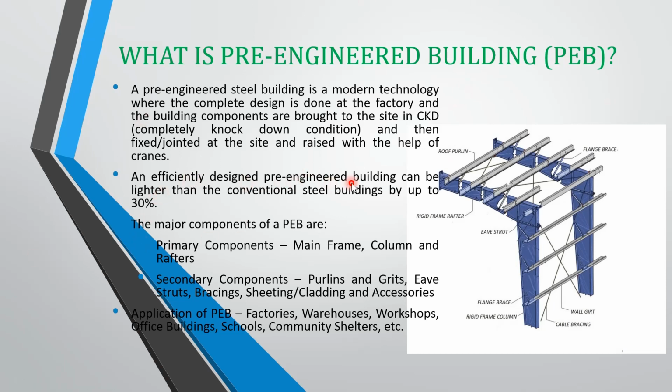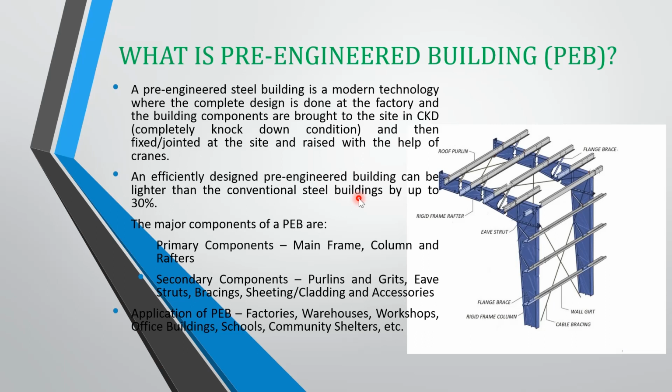An efficiently designed pre-engineered building can be lighter than the conventional steel buildings by up to 30%. It is because our specifications for construction of pre-engineered buildings are already fixed. The purpose for which that structure will be used in the future is already fixed. And also the design methodology and all the loads acting onto the structure are already determined beforehand, before the fabrication of those components.